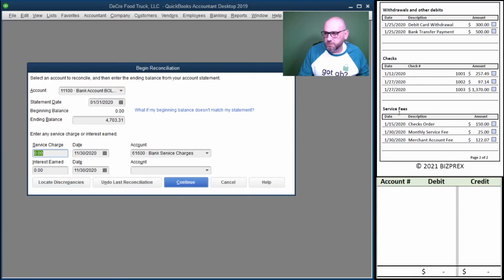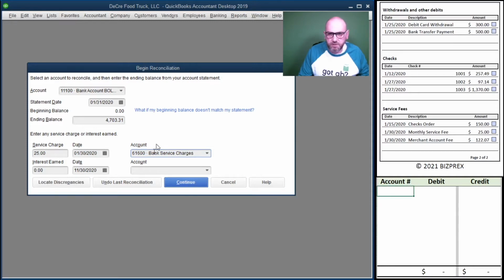So in this case, monthly service fee 25. It was charged on the 20th, and it's bank service fee. That's service charge. That's our account right here. So what just happened? What did we just book after we click continue?